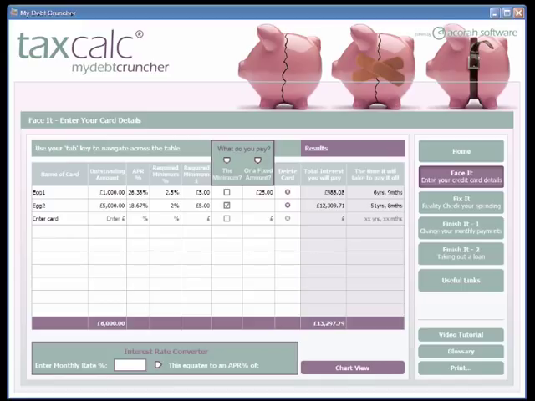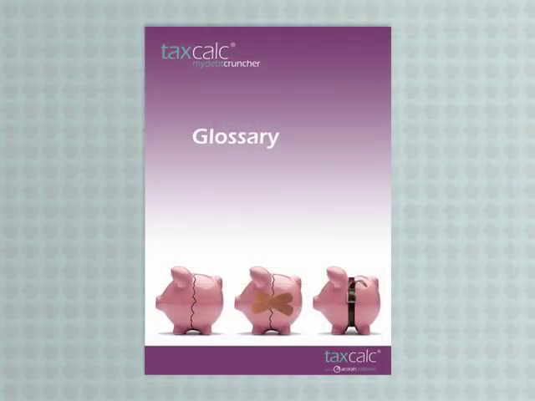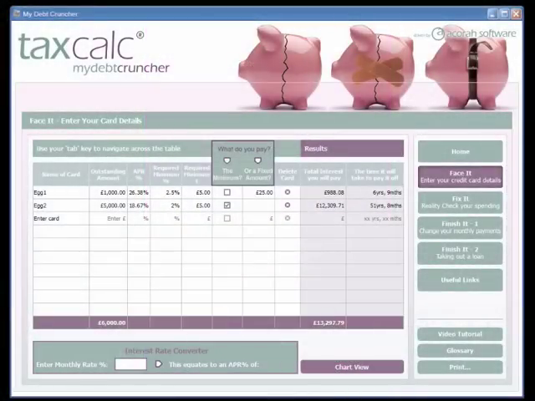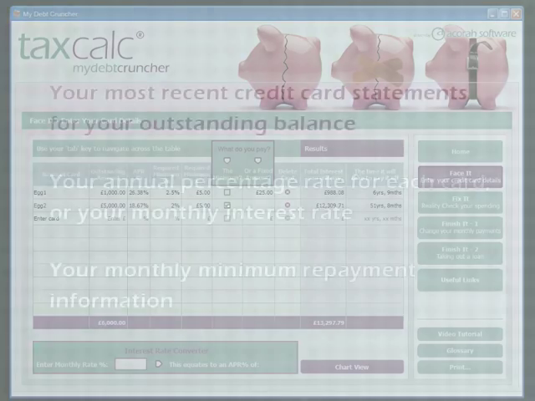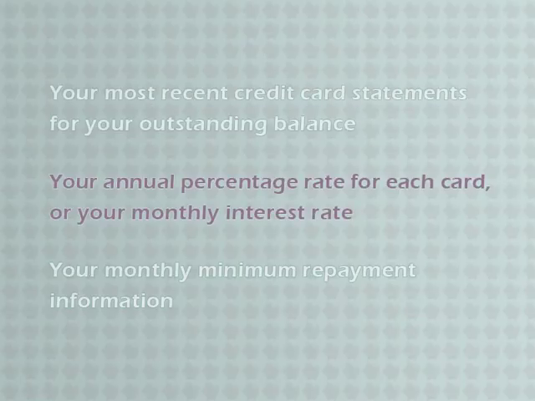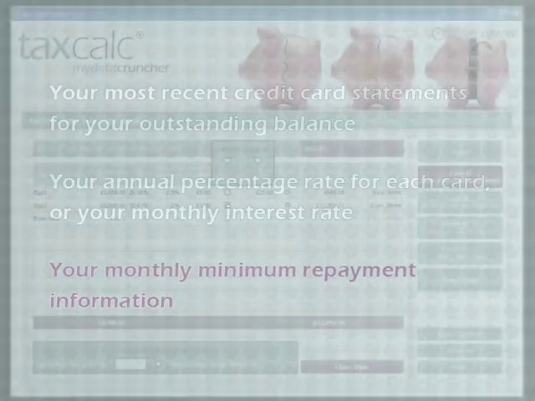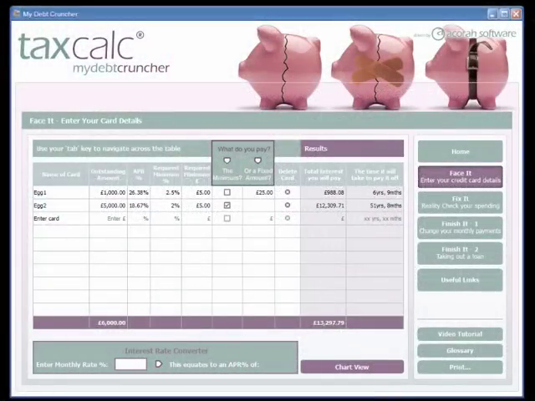Don't forget there's a very comprehensive glossary of terms that will help you with any of the financial phrases or words that you might not understand. So in summary, the information you need to hand now to start using My Debt Cruncher is: 1. Your most recent credit card statements for your outstanding balance, 2. Your annual percentage rate for each card or your monthly interest rate, and 3. Your monthly minimum repayment information. And if you're in any doubt at all, call your credit card issuer.